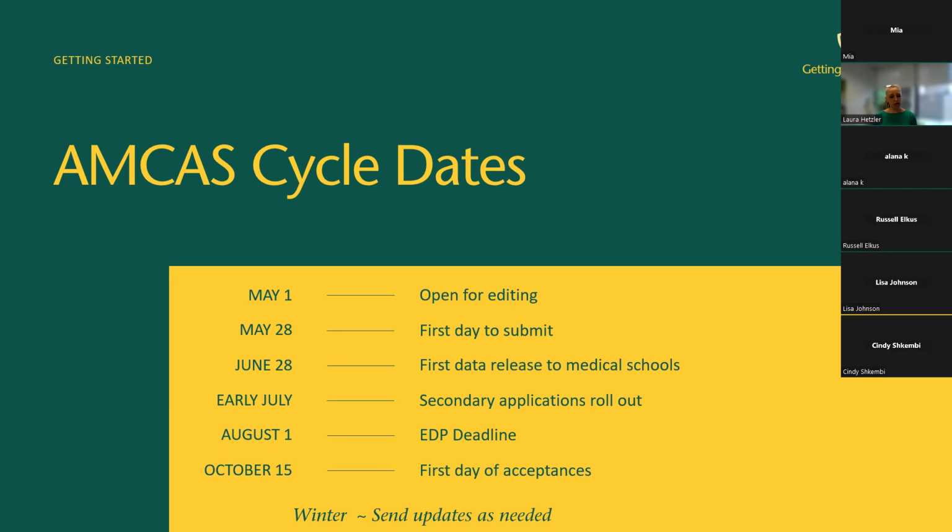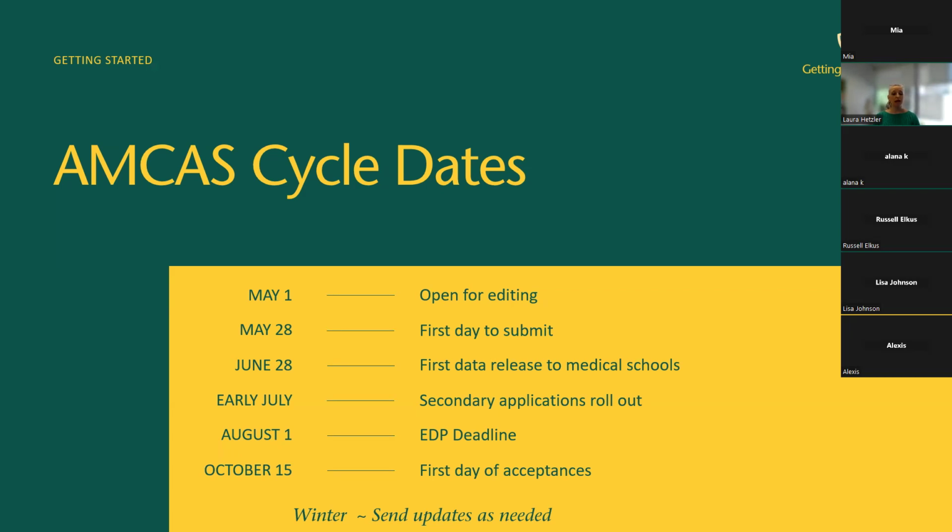First day to submit is May 28th. They spend a certain amount of time verifying each application and cross-checking information. We'll get into that in a little bit. And then about a month later, AMCAS begins to release information to medical schools. That means that early July is another busy period when medical schools finally have information about candidates and can begin inviting candidates to fill out secondary applications.